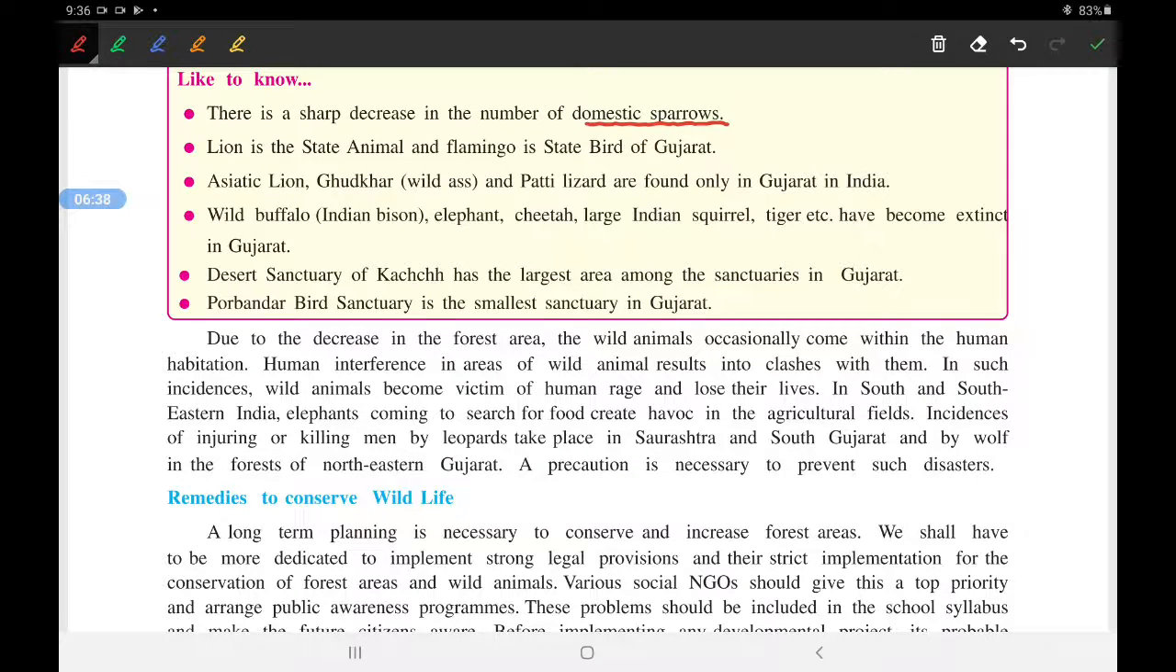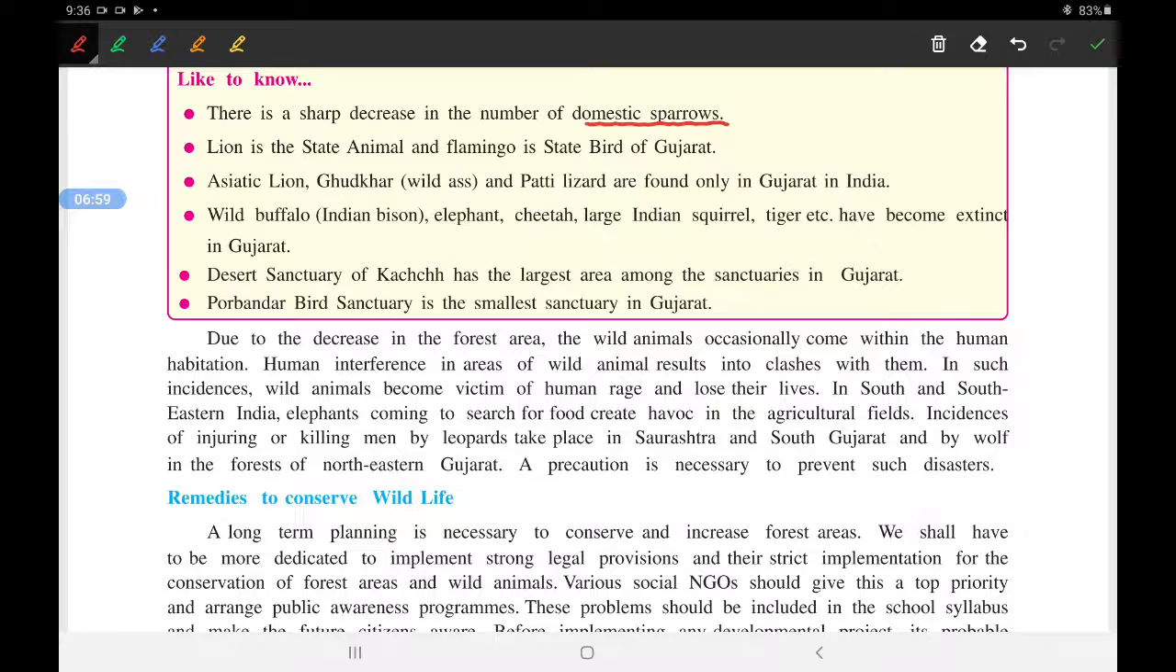Why? Because the areas where they used to build their nests, that were the crevices usually in the floorings and the roofs of the house. But now such kinds of houses are not found, and that's why they don't have places to build nests, and that's why the number is decreasing.